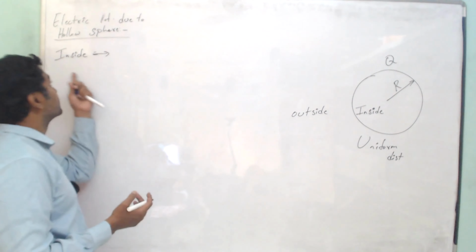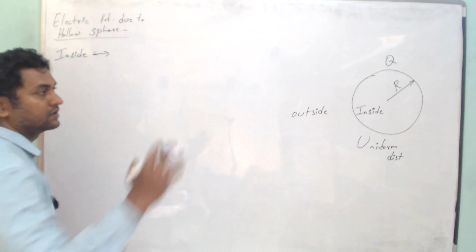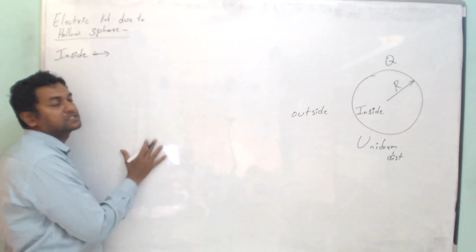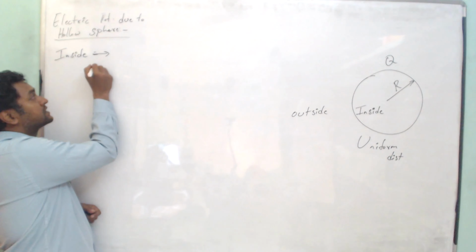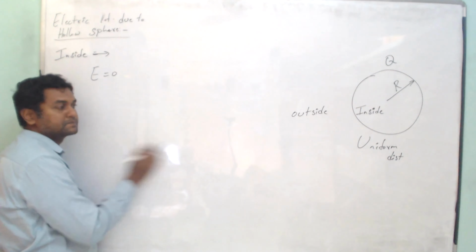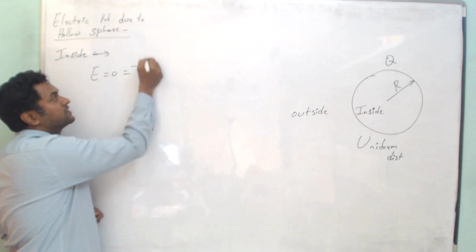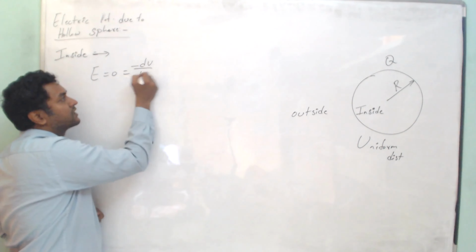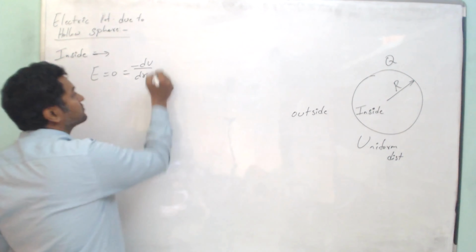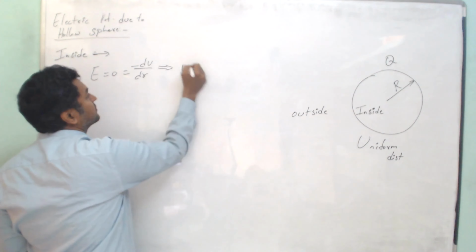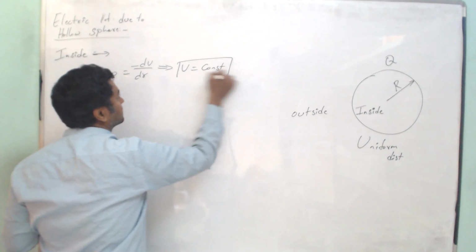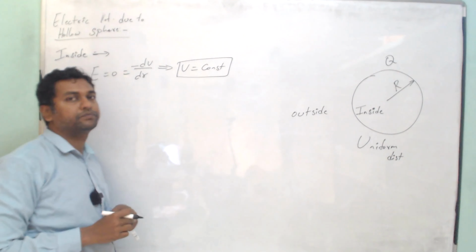So right now we are focusing on the inside story, right? Inside, we said the electric field is 0. But just now we saw that electric field is minus dV by dr. If electric field is 0, what are we getting from here? We are getting that the potential has to be constant.